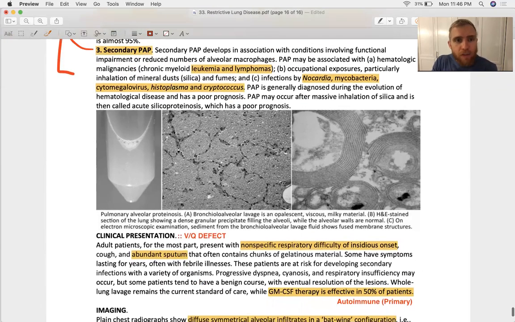And so causes that we know cause this thing are going to include blood cancers, Nocardia, branched filamentous weakly gram-positive bacteria that stains acid fast and is found in soil. I hope you didn't get that wrong last exam. Mycobacteria, mycolic acids in the cell wall. TB is one such bacteria.